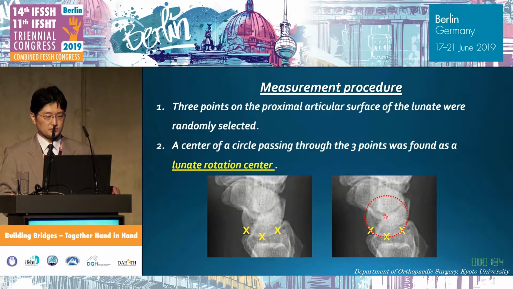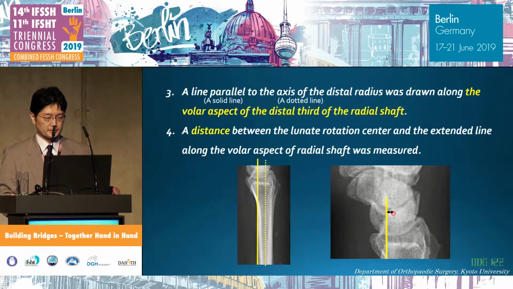First, 3 points on the proximal articular surface of the lunate were randomly selected, and the center of a circle passing through the 3 points was found as a lunate rotation center. And a line parallel to the axis of the distal radius was drawn along the border aspect of the distal third of the radial shaft. And the distance between the lunate rotation center and the extended line along the border aspect of the radial shaft was measured.